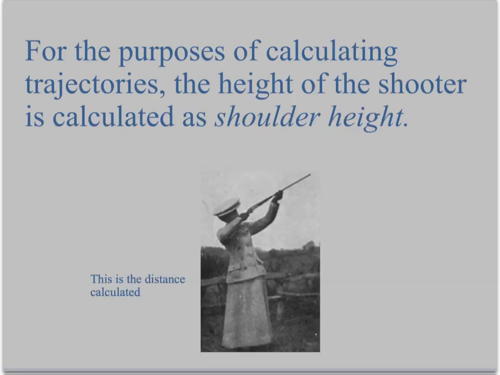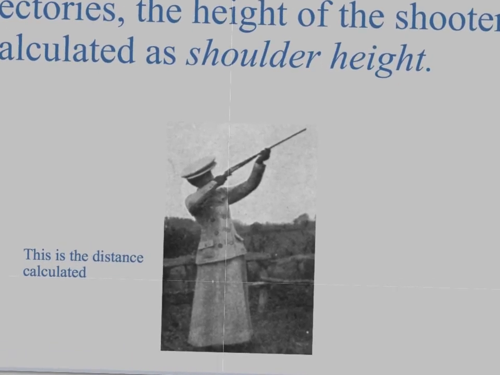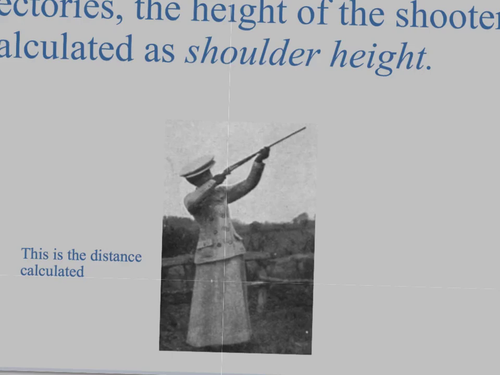So for the purposes of calculating trajectories, the height of the shooter is going to be calculated as shoulder height. If we're looking at this woman shooting, the height that we're using as the height of the shooter is actually going to be this distance here, because if you take a look at the path that the bullet would take, the bullet's trajectory from the gun out, the bullet came out at the end of the gun here, but followed this path along the gun and also along her shoulder. So it's okay to extend that trajectory back. And when we talk about the height of the shooter, we're talking about shoulder height.